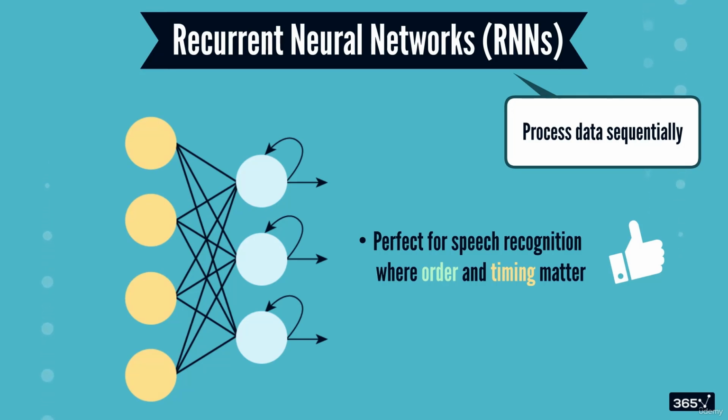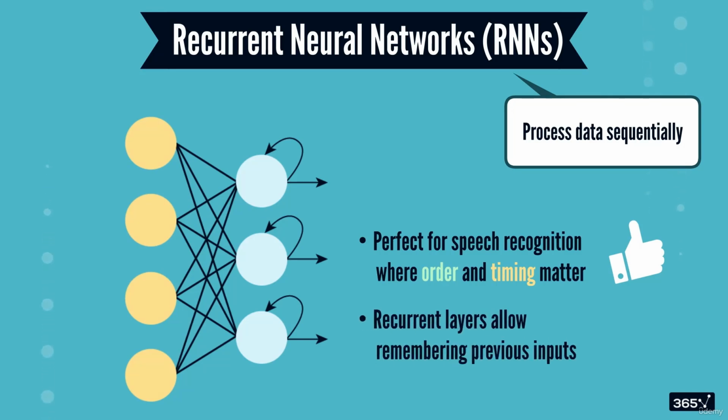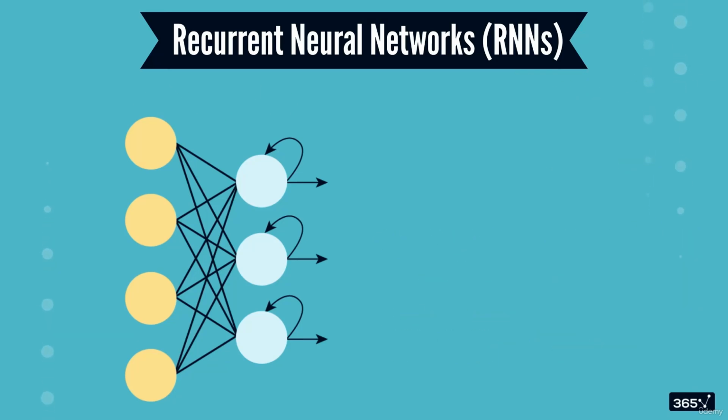RNNs have a unique structure with recurrent layers that allow them to remember previous inputs. The network updates its memory, or hidden state, at every step based on the current input and previous learning. Then it uses this memory to make sense of new information.